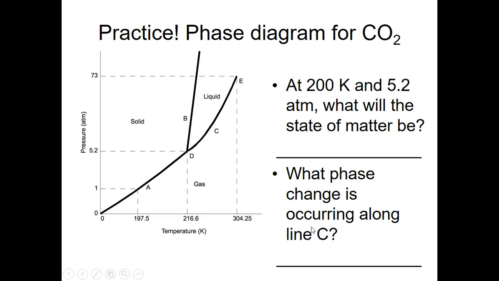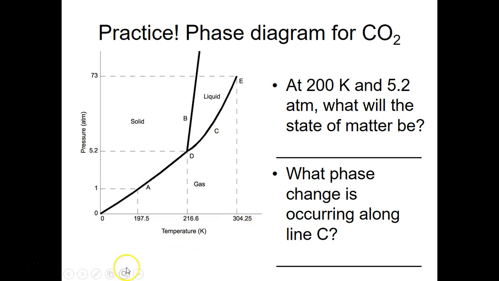Alright, so I want you to take a moment and practice. Now this is a phase diagram for carbon dioxide, so answer these two questions. At 200 Kelvin and 5.2 atmospheres, what will the state of matter be? And what phase change is occurring along line C? All right, so pause your video, take a moment and see if you can work that out.